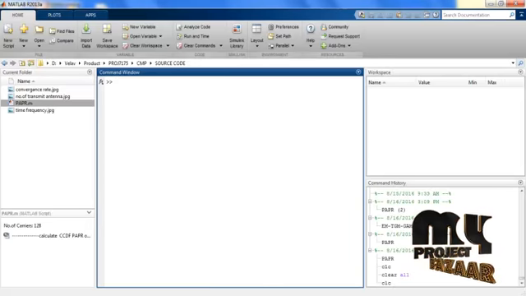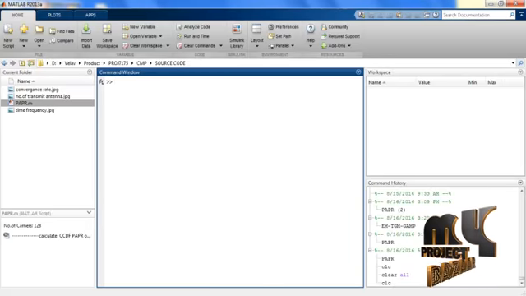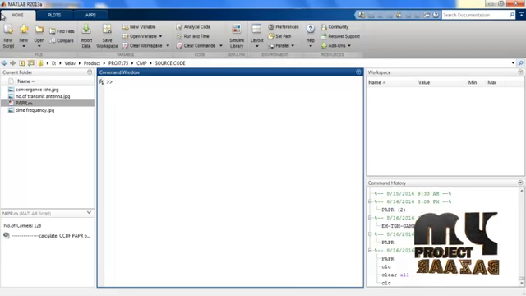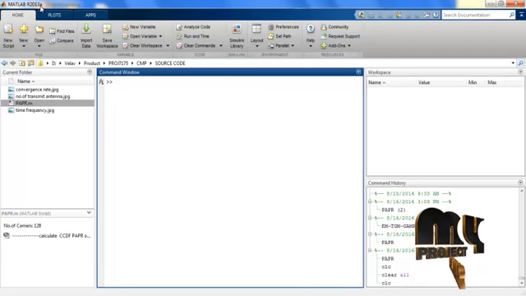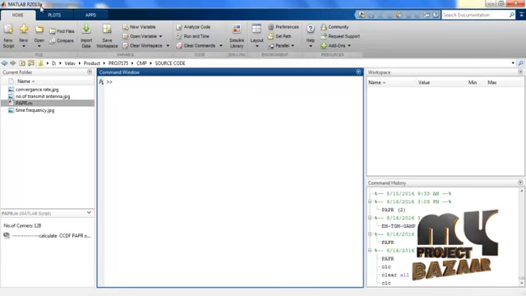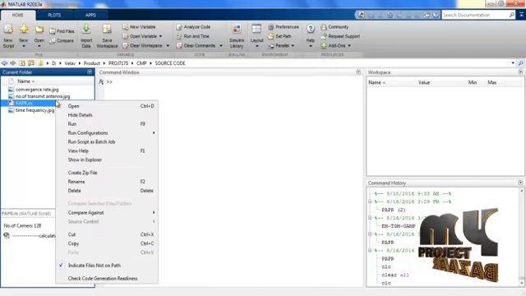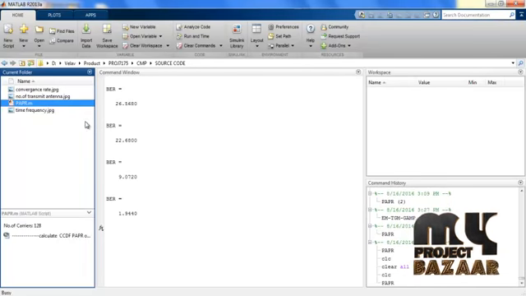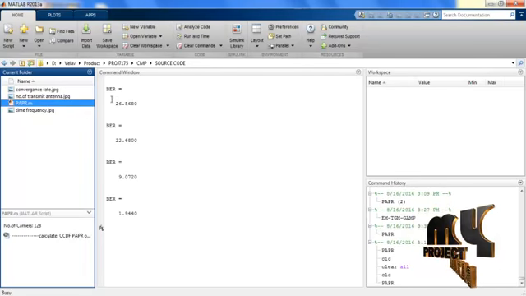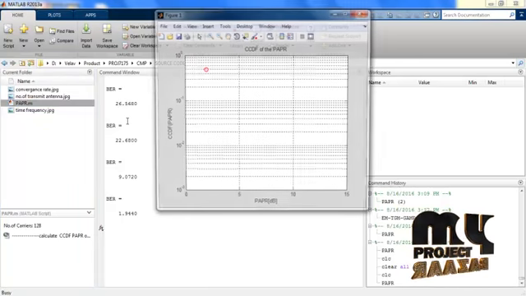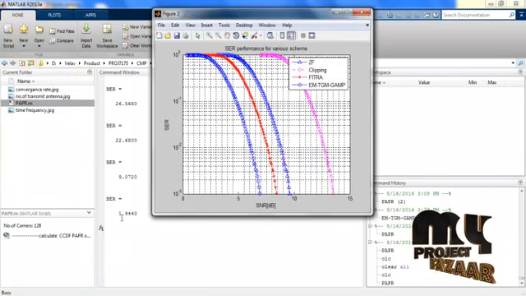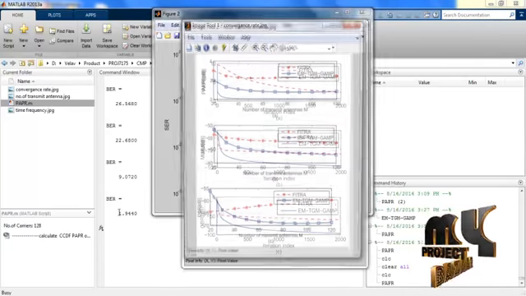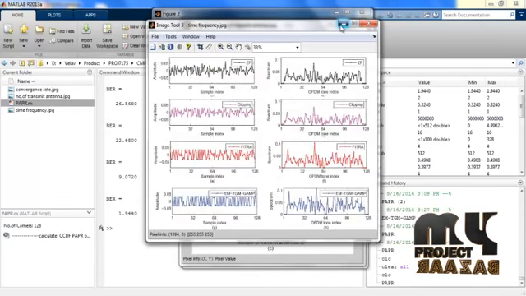Next we see how our product works. In our product we are using a MATLAB tool. MATLAB 2013 version is being used. Now run our product by right clicking over run. The BER values for our product, that is bit error rate, are obtained. Now the graphs are being generated.